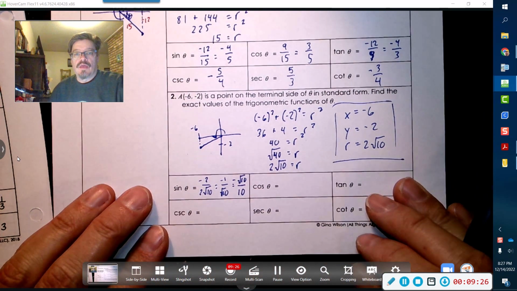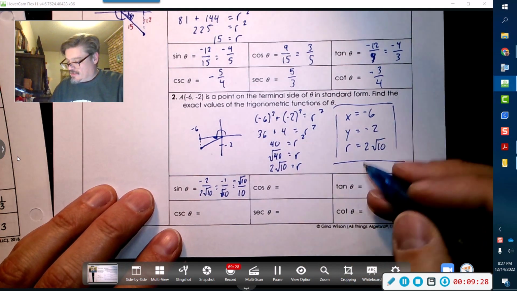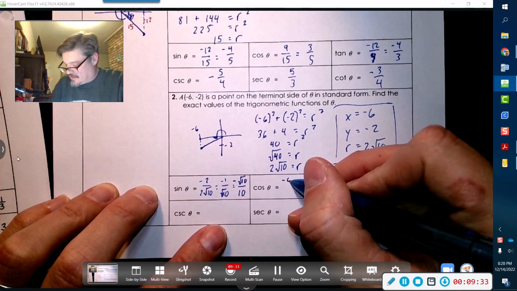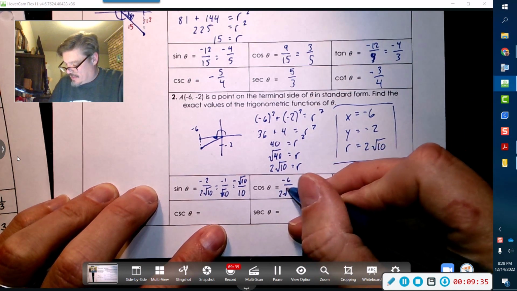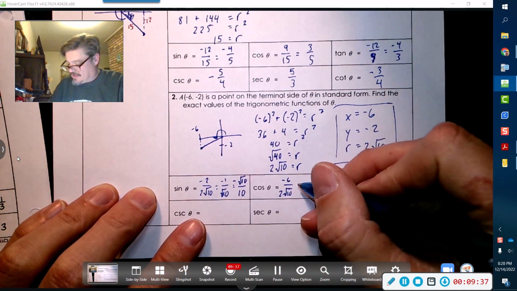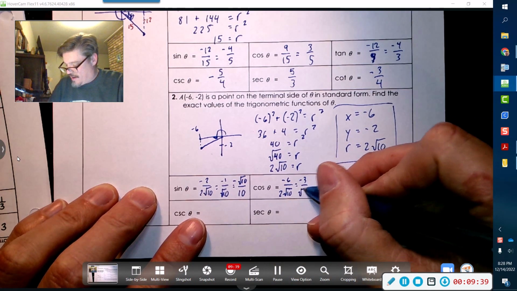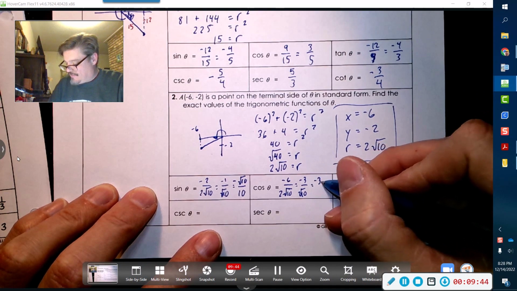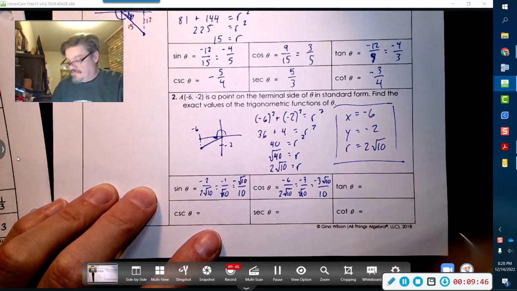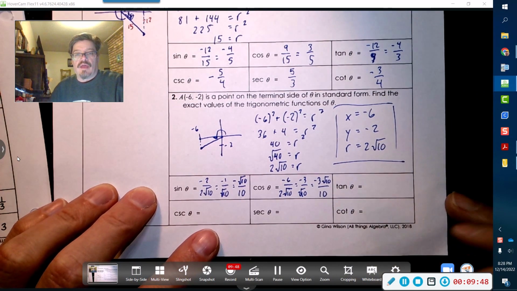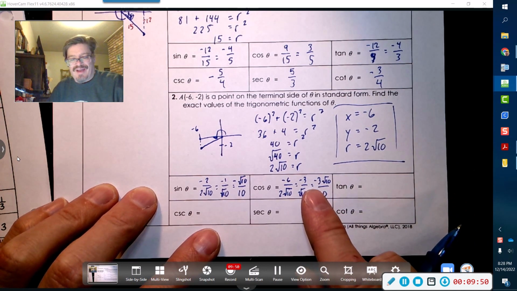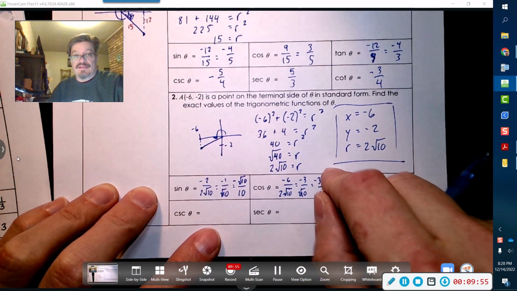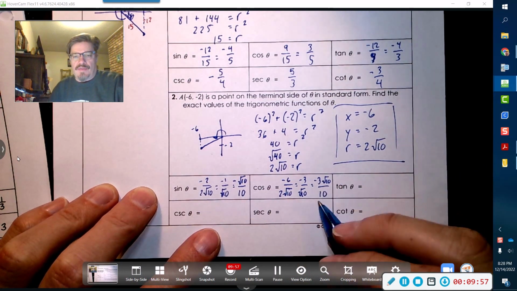Cosine is going to be the x value of negative 6 over 2 radical 10, and that will give us negative 3 over radical 10. Multiply both the top and the bottom by radical 10, and you get negative 3 radical 10 over 10, and you just leave it. Now there is a side step. Maybe you want to write that in, but I just don't have a lot of room to write: multiply by radical 10 on the top, radical 10 on the bottom.